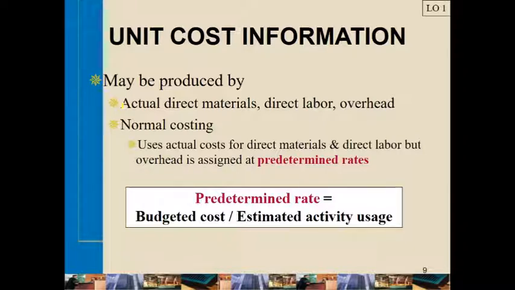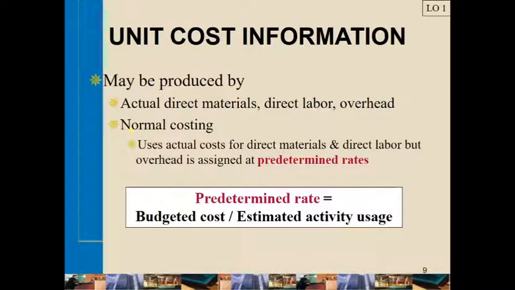which means what you use is the actual direct materials, actual direct labor, and actual overhead cost. So meaning, all of these are your basis to get the unit cost. Or another way is if you make use of your normal costing.